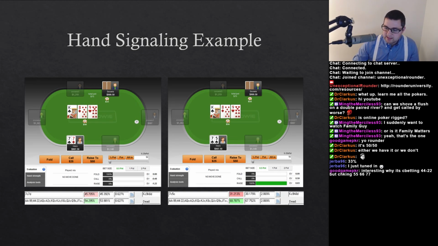Interesting why it's c-betting 4s through 2s, but checking 5s, 6s, and 7s. I'm not sure what you mean, Good Game Poker. Can you elaborate a little bit? Oh, you're looking at the ranges for what ranges Poker Snowy's betting. Yeah, that's true. That is kind of interesting.